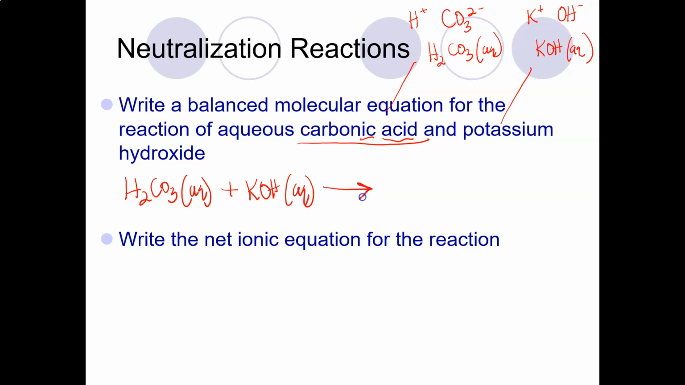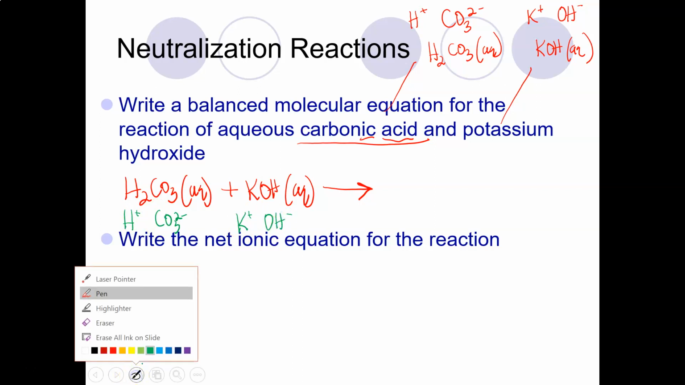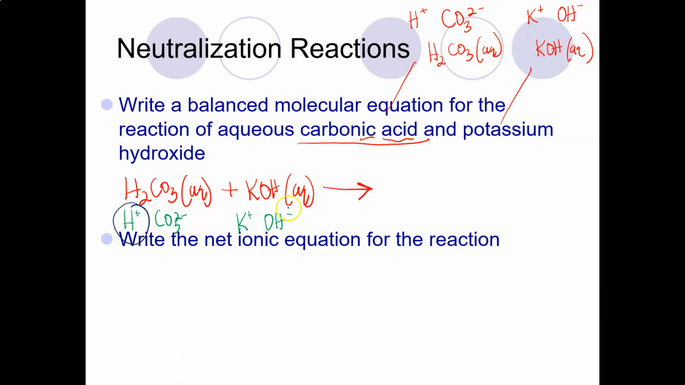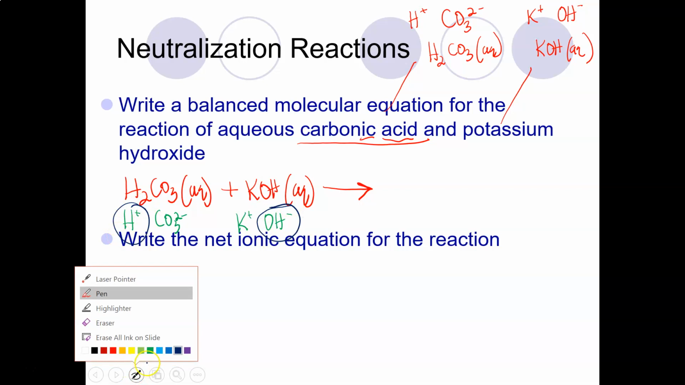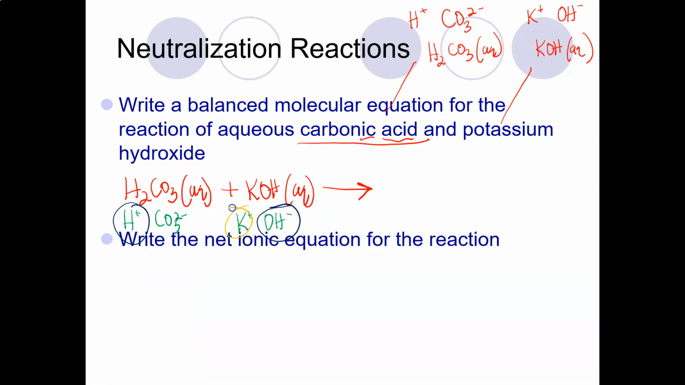What we're going to do is predict products by following the metathesis scenario. So we need to come up with the 4 ions and flip-flop them. So this is made up of the hydrogen ion and the carbonate ion, the potassium ion, and the hydroxide ion. So on the other side, I'm going to have hydrogen paired with hydroxide, and I'm going to have potassium paired with carbonate. The order in which I write these doesn't matter.